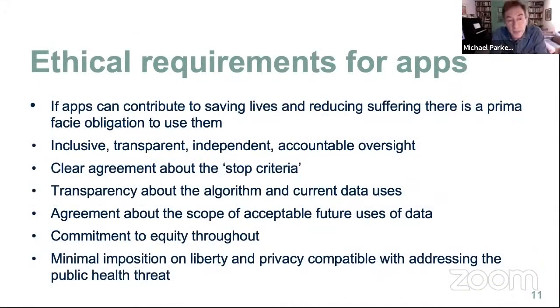It seems to me that there are a number of ethical requirements for the use of mobile phone apps to be ethically acceptable. It seems to me there's a strong argument if apps can contribute to saving lives and reducing suffering, there's some strong prima facie obligation to use them.